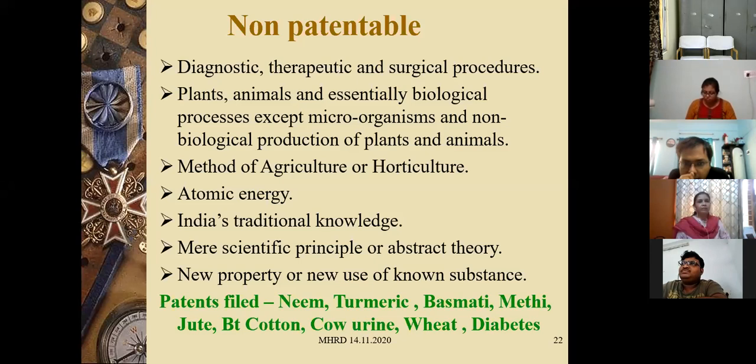Then plants, animals, and essentially biological processes, except microorganisms and non-biological production of plants and animals. Okay, so even the method of agriculture and horticulture is also non-patentable, because the very objective of agriculture cultivation is that the food, the produce, should be available for everyone. So you can't patent a method of agriculture or horticulture.